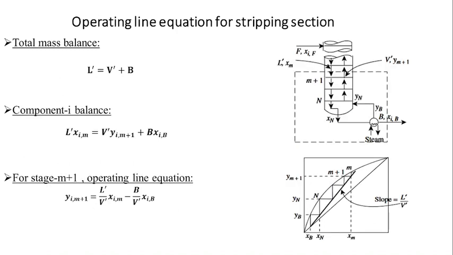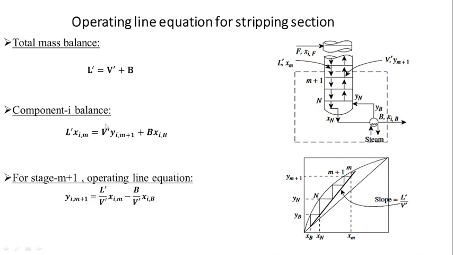Next we can see the operating line for the stripping section. The stripping section is the section that is below the feed plate. Let L dash and V dash represent the liquid flow rate downward and the vapor flow rate upward. Performing a total mass balance in this section, we obtain L dash equal to V dash plus B, and a component balance L dash into xiM equal to V dash into yiM plus 1 plus B into xiB.